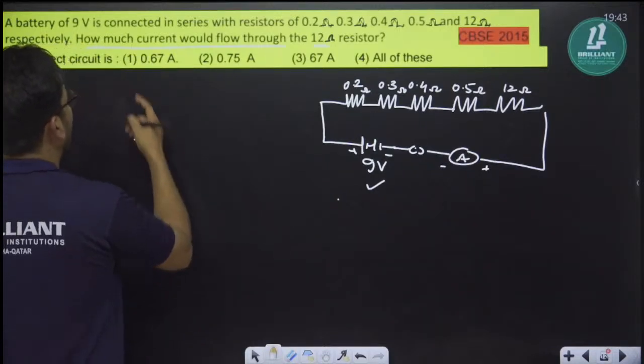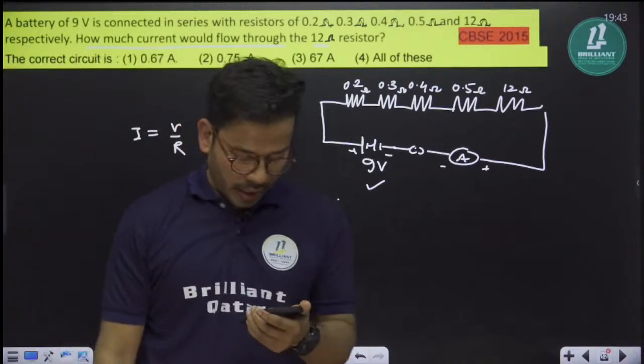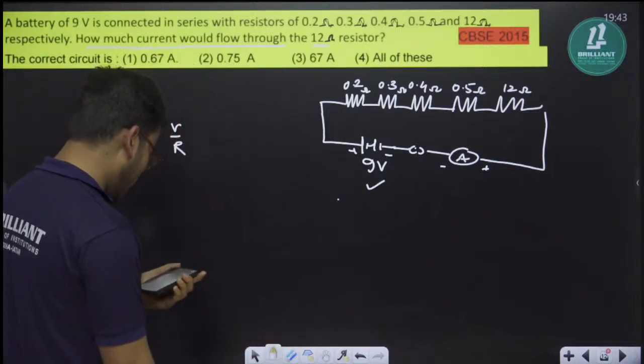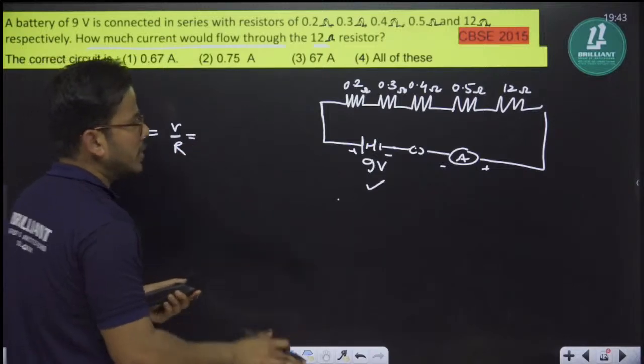All right. So see, majority of you guys will solve it like this. Since I'm asking you to get current, your route will be I is equal to V by R. That's your approach, right? Formula I is equal to V by R. All right, these guys, very good. So majority of you will do like this.